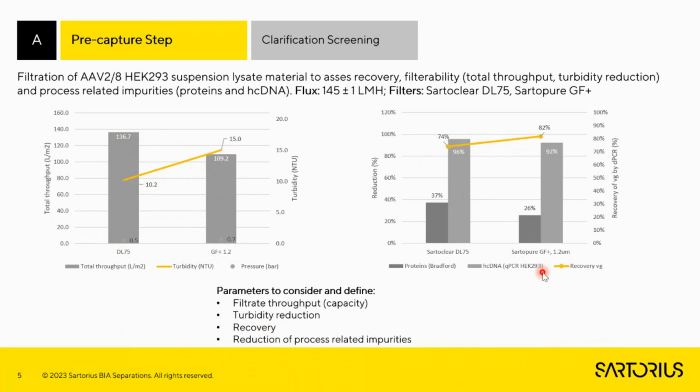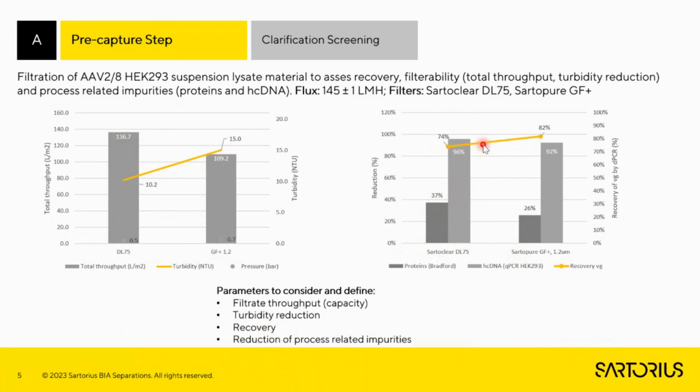But then on the right side, we look at the same two filters, but different parameters, so how is my protein reduction looking? We were using the Bradford assay here. And for the host cell DNA, so residual host cell DNA, we use the qPCR method aimed at HEK 293 cells. And also the line above represents the recovery of my filtrate. We see in all of the cases that the DL75 is superior in protein reduction, as well as in the reduction of the host cell DNA. But we do see that we sacrifice, let's say, short of 10% of vector.